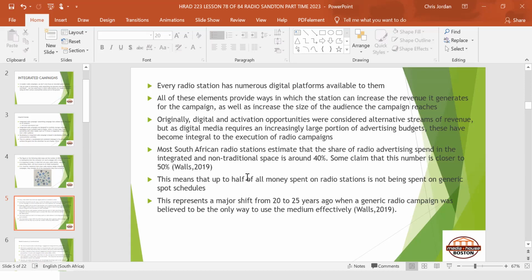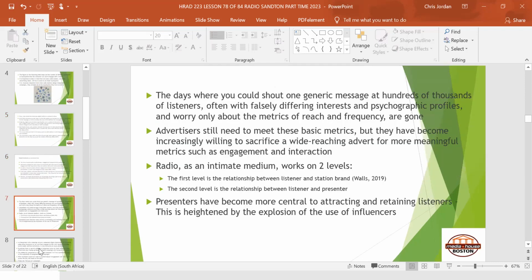So this represents a major shift from 20 to 25 years ago, when a generic radio campaign was believed to be the only way to use the medium effectively. And that was quite a long time ago. So even from back then, we started doing this shift. No surprise, of course, with those stats that do come up, right?